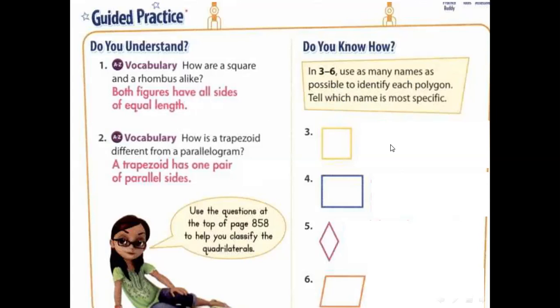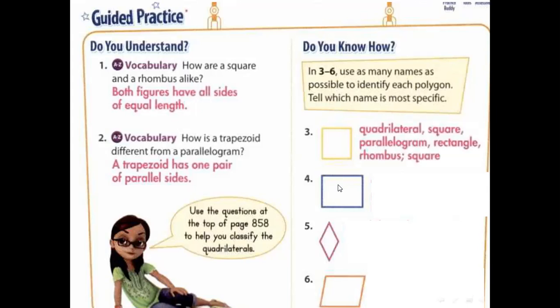Okay, here question number three. Use as many names as possible to identify each polygon and tell which name is most specific. Here the first shape is a square, and a square is a parallelogram. So directly I would say a parallelogram with four sides equal in length, so I will say rhombus, and four right angles, so rectangle, and all of them are called quadrilateral. So for this shape I can say square, parallelogram, rhombus, rectangle, okay? And the most specific name here is square. So quadrilateral, parallelogram, rectangle, rhombus, square.